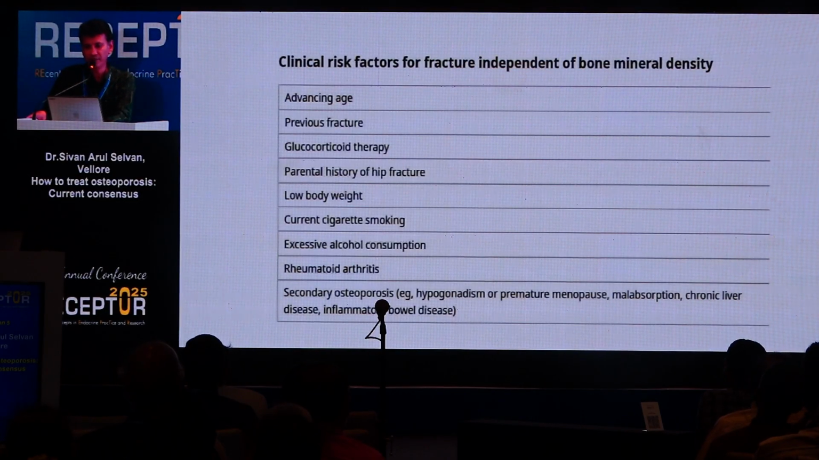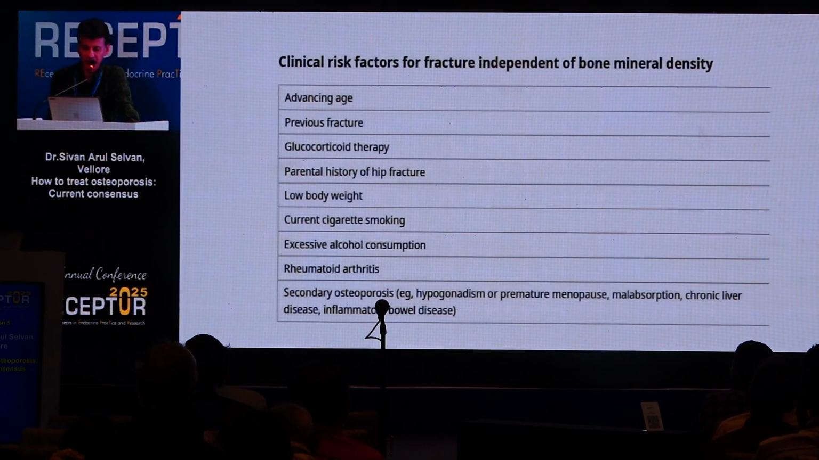These are the various parameters apart from BMD which can increase the risk: age, family history, steroid use, and other conditions like rheumatoid arthritis. All these can increase the risk of fracture; BMD is not the only factor.